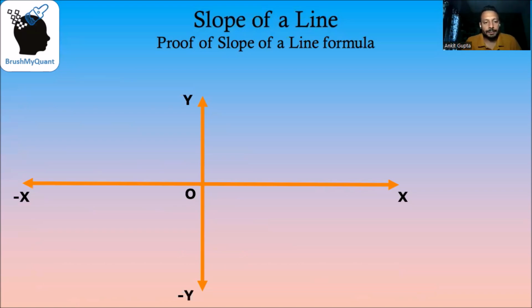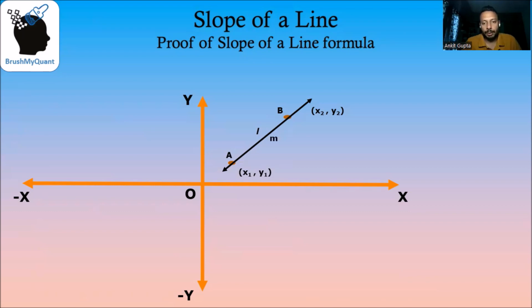So let's say we have the xy coordinate plane and there are 2 points A and B. There's a line L which passes through these 2 points, and coordinates of point A are given by x1, y1, and coordinates of point B are given by x2, y2. Now let's say the slope of the line is m.